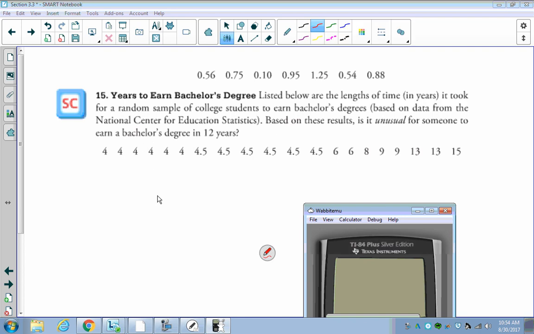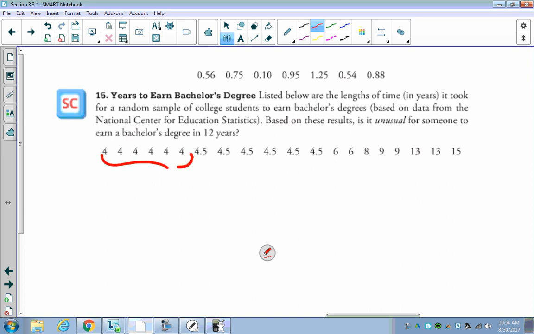So my data point of 4 are all those 4s, correct? So there's 1, 2, 3, 4, 5, 6 4s. So I could enter 4 in L1, and in my frequency of L2, I can enter 6. Or I would have to enter 4 6 times in L1. Who'd want to do that, right? So how about 4.5? There's 1, 2, 3, 4, 5, 6. There's 6 of those. So these are going to be our frequencies.